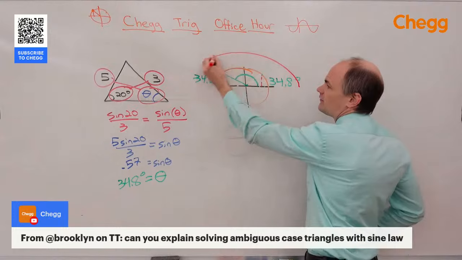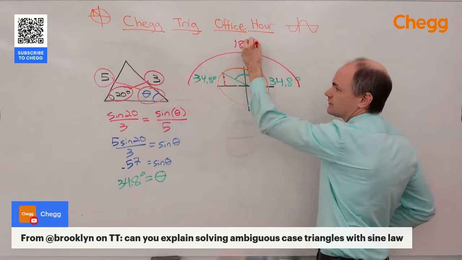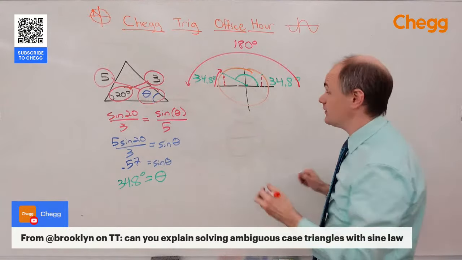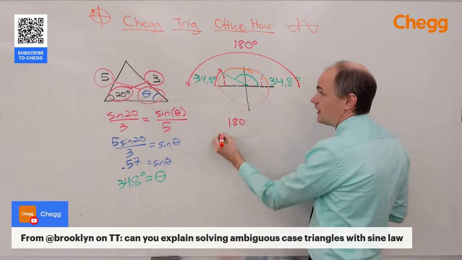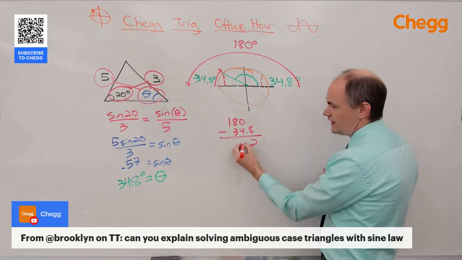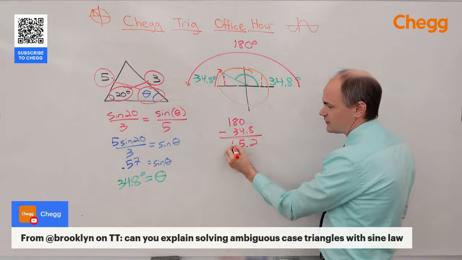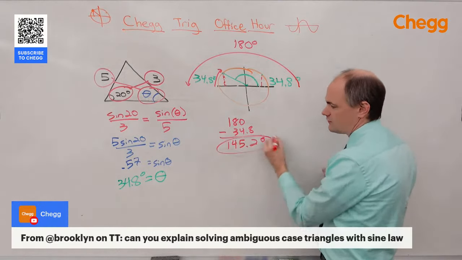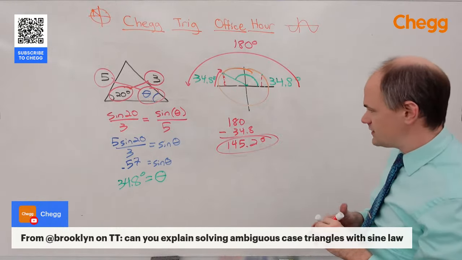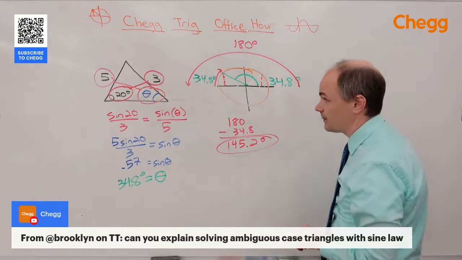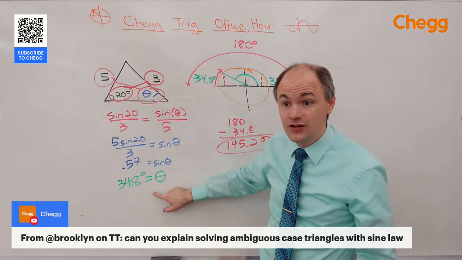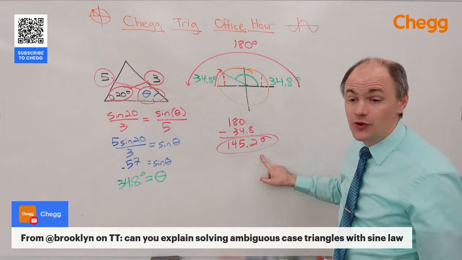Well, if I went halfway around the circle, that's 180 degrees. Then we're going to back up 34.8 degrees to get to our other angle. So that's 180 degrees, and we'll back up 34.8 degrees. That's going to give me 145.2 degrees. Make sure that's right. Yes. So that means this angle theta here, we don't know if that angle is 34.8 degrees or if that angle is 145.2 degrees.